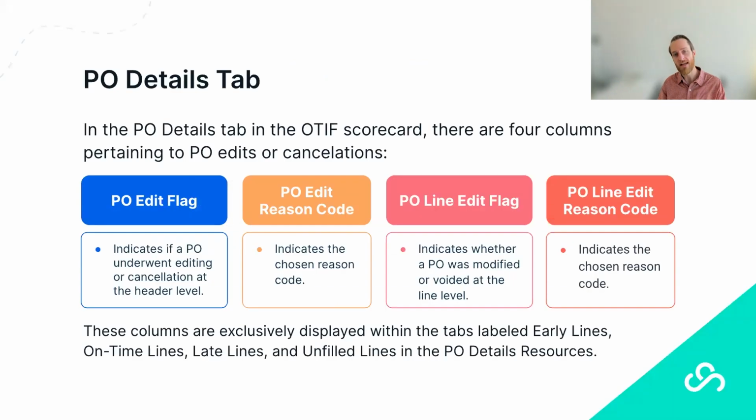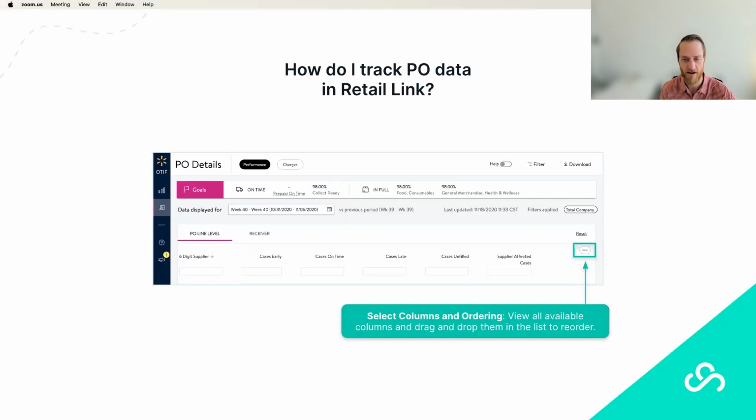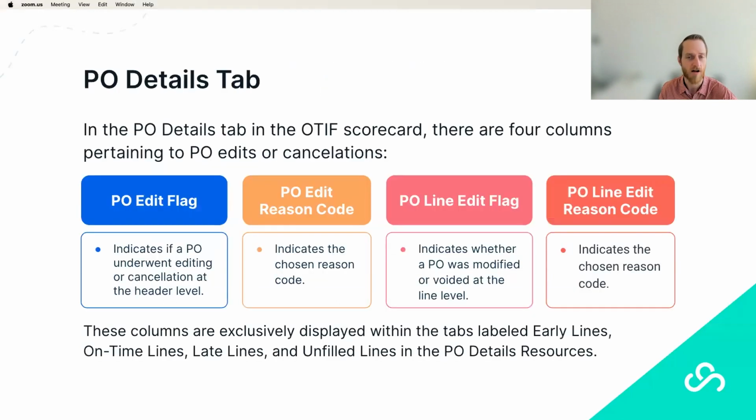In this PO details view, we're talking about cancellations and edits. Some of those columns will identify if a PO was edited or canceled, and there are also fields for reason codes. Within that table of data, this is where you can start to dig into your own data to better understand what your people are using for edits or cancellations.